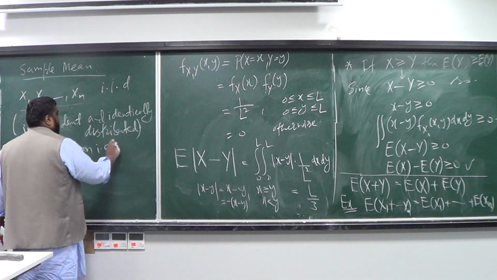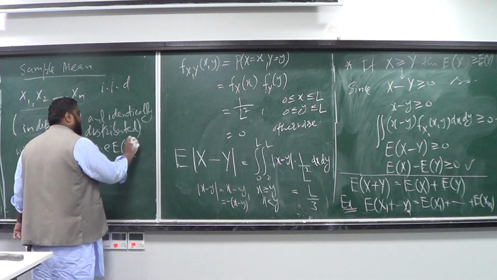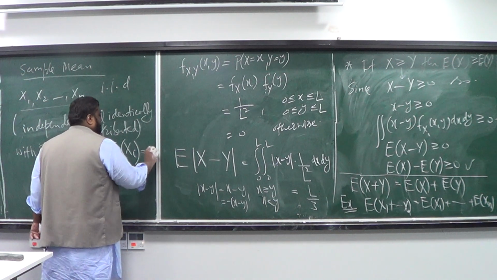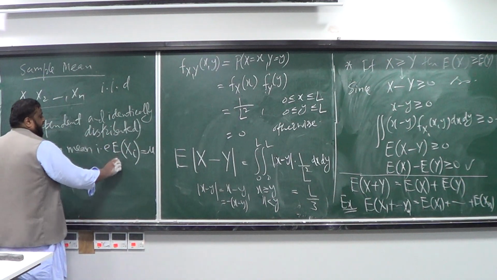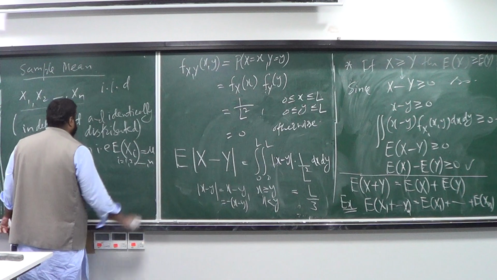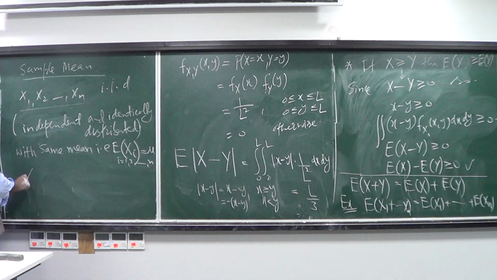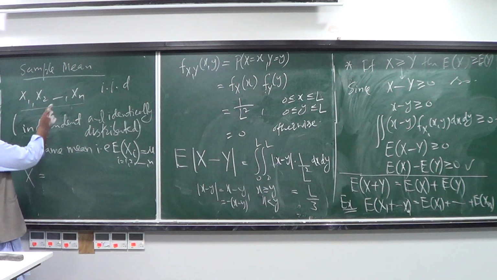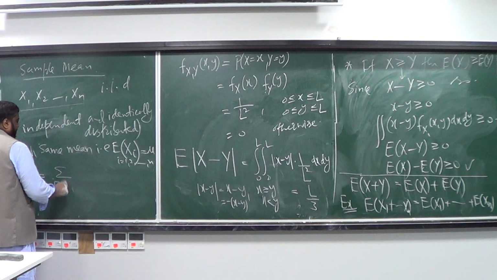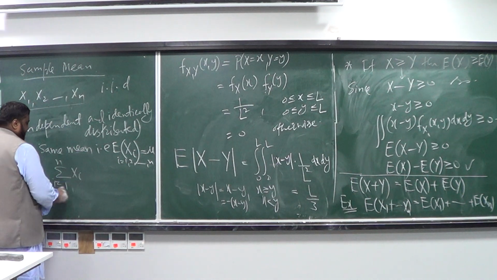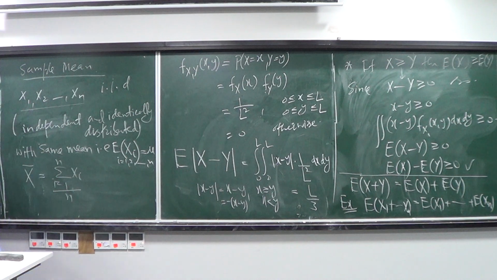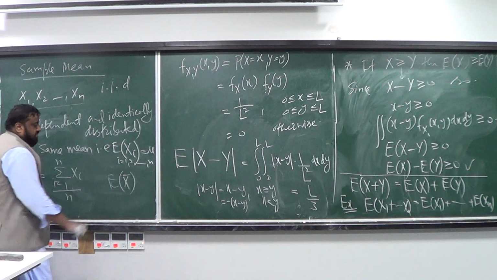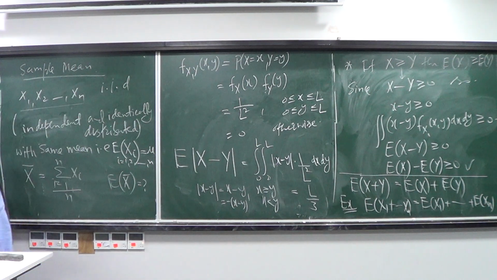That is, if you compute the expectation of every xi, then the expectation of xi is going to be a number mu for any i equal to 1, 2, 3 up to n. Now consider the sample mean. What do you mean by sample mean? The sample mean is simply the sum of xi from i equal to 1 to n, divided by n. The question is, what is the average of this sample mean?